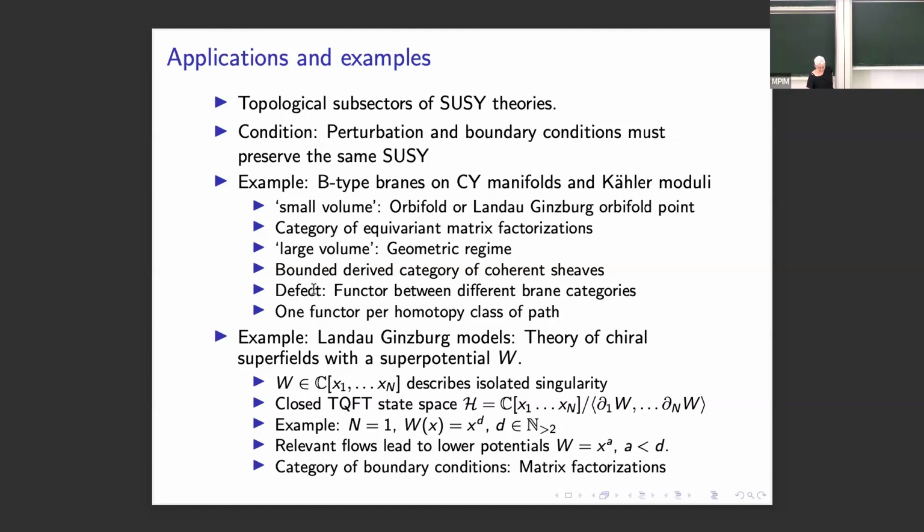And now what do we want to do? Well, we want to have functors between different brane categories, for example between that category and the Landau-Ginzburg orbifold category. And indeed, one expects that there's more than one functor, and one functor per homotopy class of paths. Okay, so that's one class of examples I want to look at. And the other is sort of related.